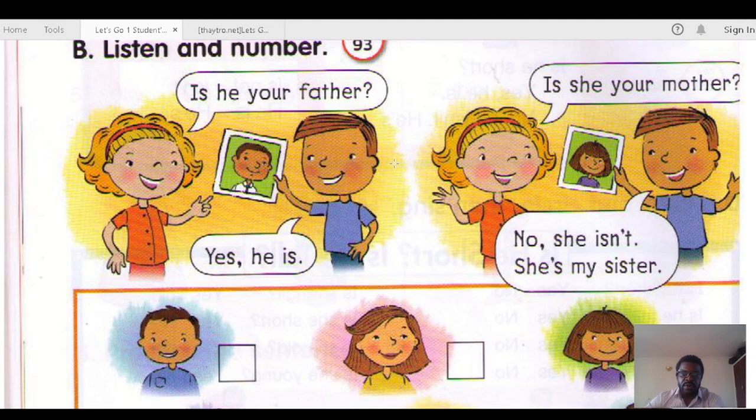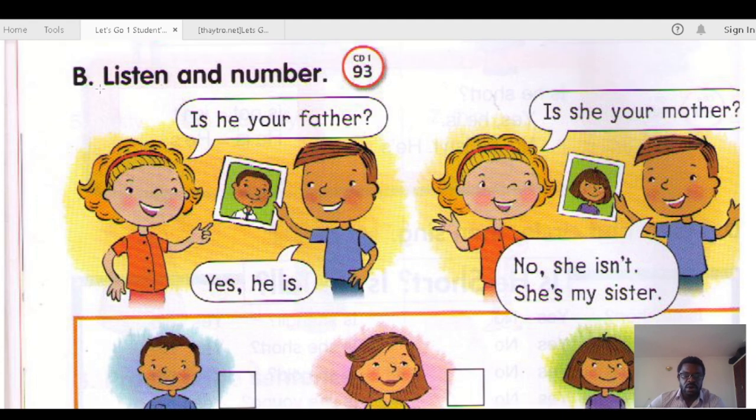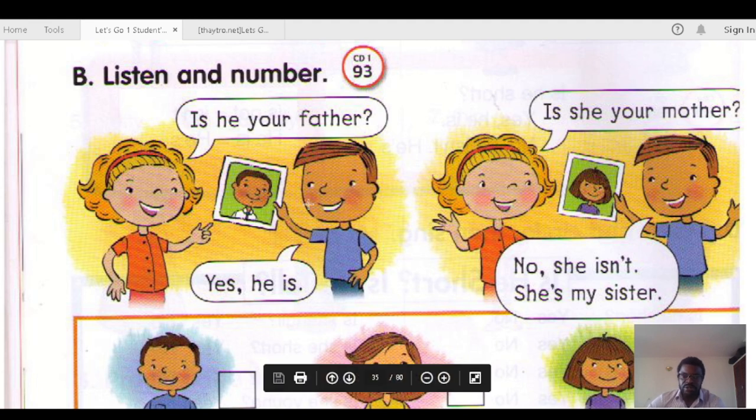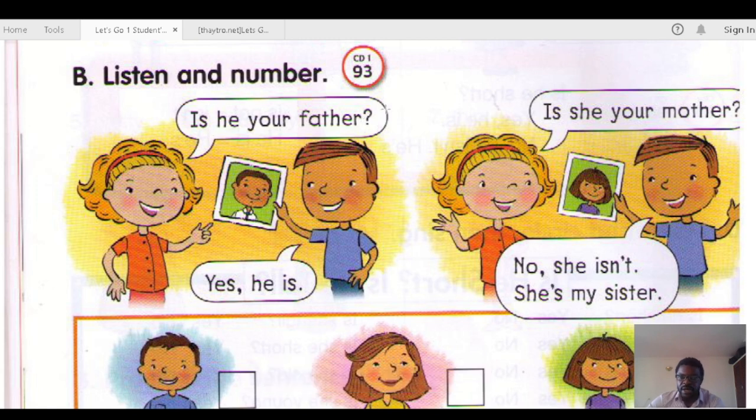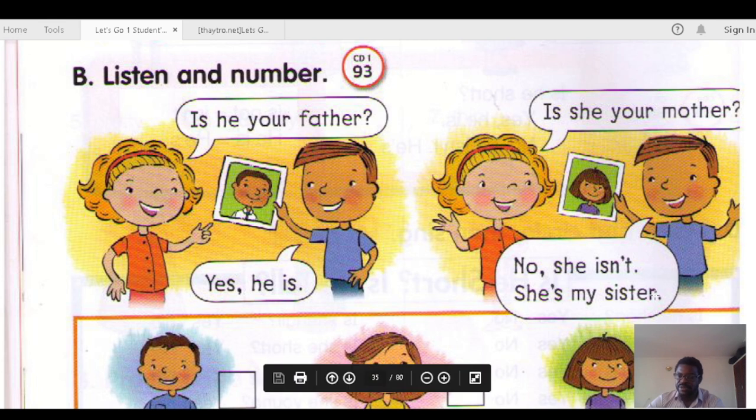We are not going to end without us coming over here to look at your student book. See your student book. Here we have listen and number. Is he your father? Yes, he is. This we call short questions and answers. Is he your father? To get information. Yes, he is. Is she your mother? No, she isn't. She is my sister.